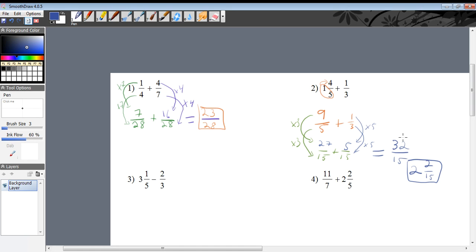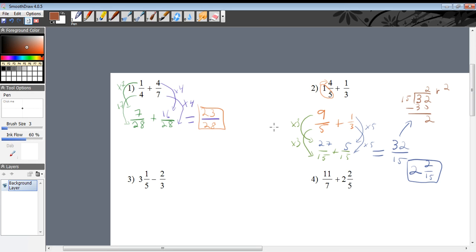Just how I got that 2, I'll show you up here. 15 goes into 32 2 times, and 15 times 2 is 30. Then subtract will give me 2. So 2 with a remainder of 2 over 15.